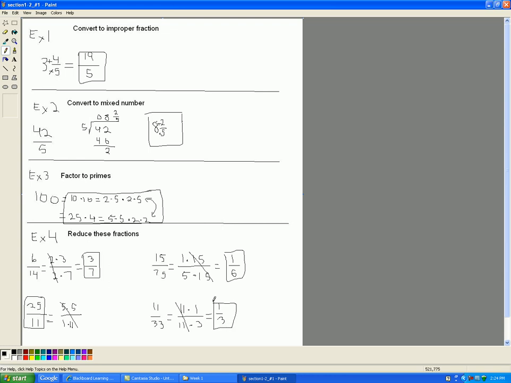So here's our answer. Now go ahead and go to section 1.2 and work on exercises that involve examples 1 through 4, and good luck.